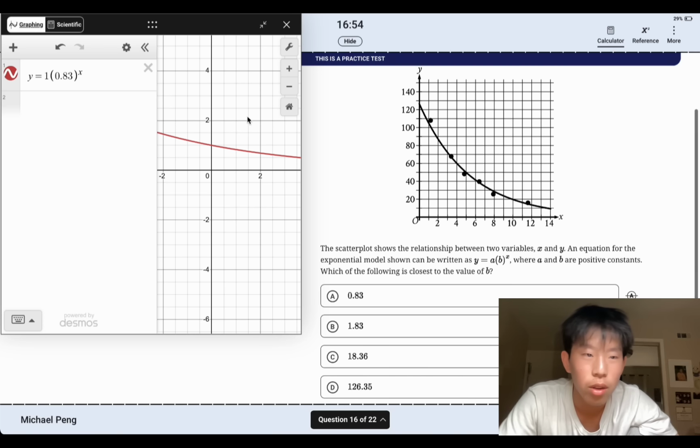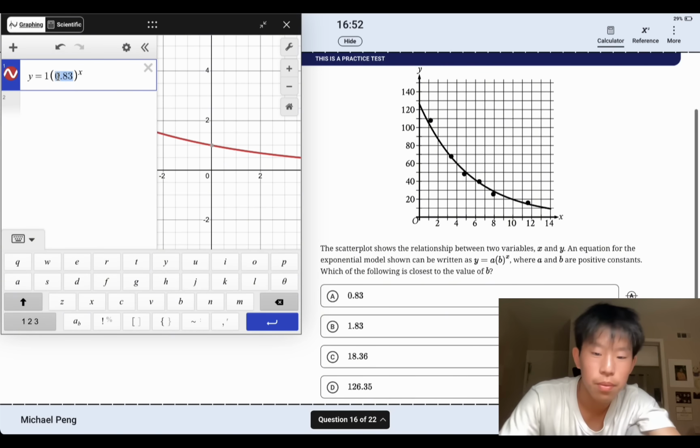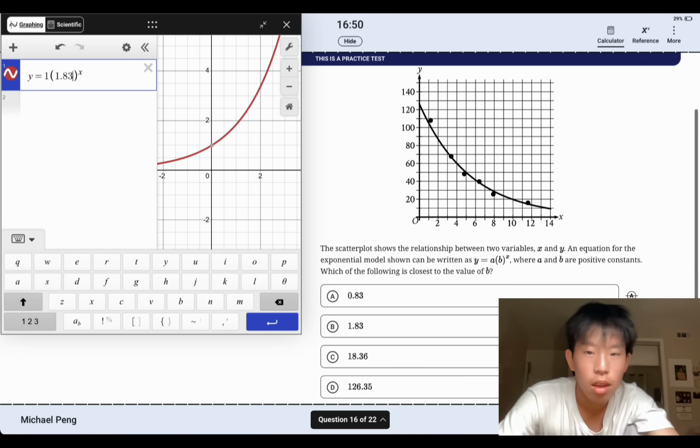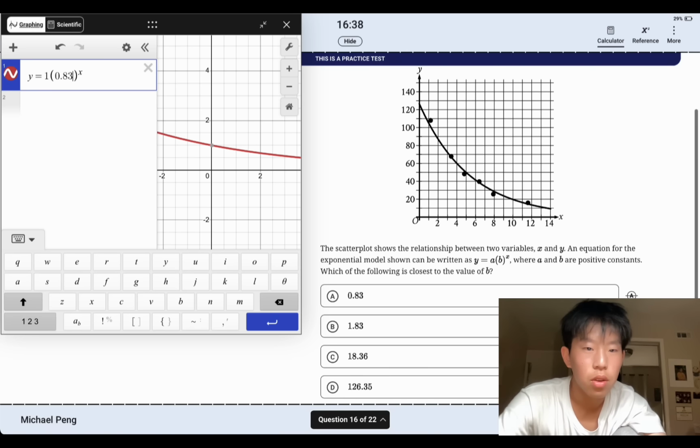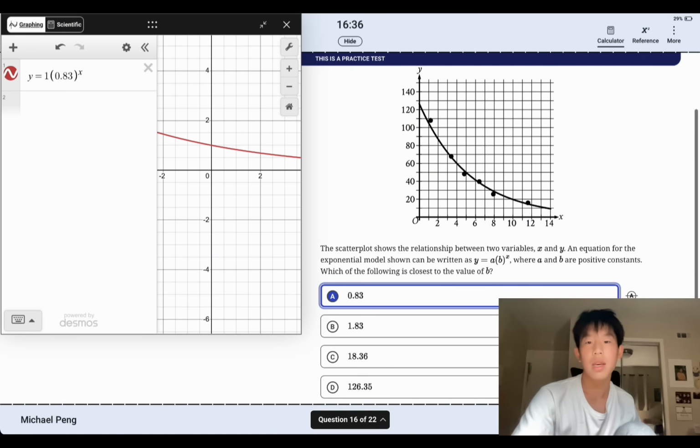Okay, let's try 1.83. Okay, that looks like that a lot less. So let's try 18.36. Okay, that looks like that a lot more or less. Okay, I think I already know the answer. I was just messing with you guys. Answer's A, because it goes down. So that's our answer. Next.